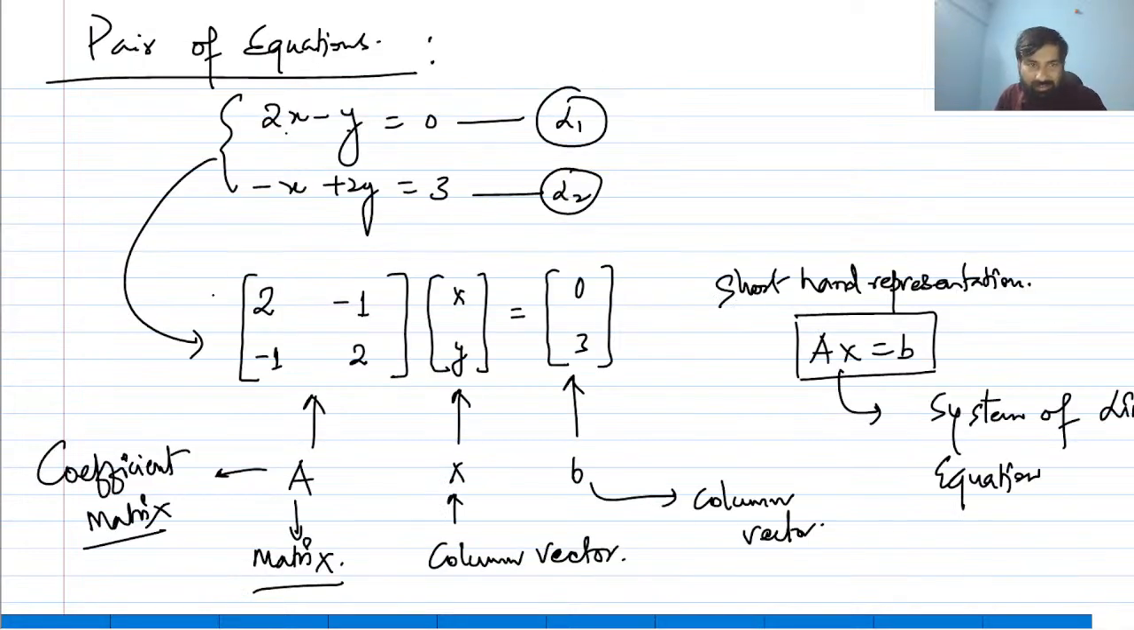If I look at this matrix alone, this is column number 1, this is column number 2, this is row number 1, and this is row number 2. So this matrix has 2 rows and 2 columns. If I talk about the order of the matrix, the order of the matrix is 2 by 2. Can somebody tell me why there are 2 rows and why there are 2 columns? Anybody?